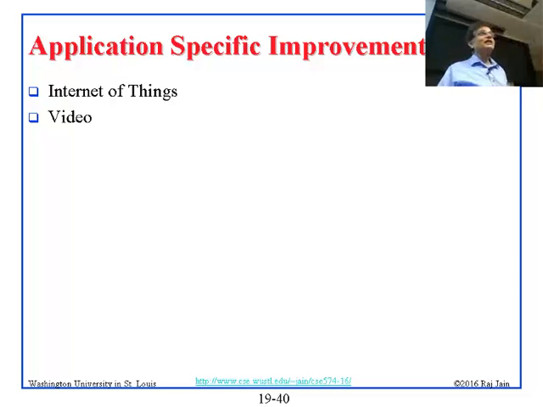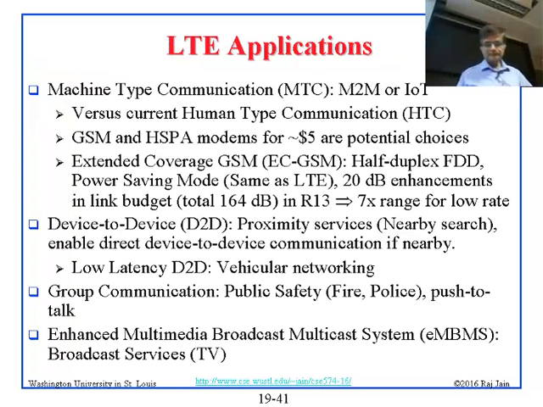So now there are two more things to be done, and they have to do with the application specific. So what can we do, and two key applications are video and Internet of Things. For Internet of Things, they call it machine type communication, MTC, versus human type communication. Currently when we do cell phone, that is human type communication, where at least one end is human. Machine type communication is where both ends are machines, and therefore it is also called M2M, machine to machine.